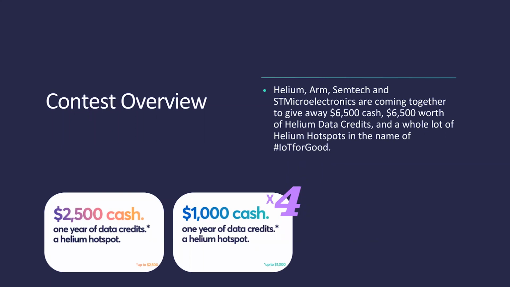So like I mentioned, we're working with ARM, Semtech, and ST, and we have a grand prize of $2,500 in cash, and also up to $2,500 in data credits which allow you to transfer data over the Helium network. That also comes with the Helium Hotspot. And then we have 4 runner-up prizes, and that's in alignment, the same, but $1,000 cash, up to 1,000 data credits, and a Helium Hotspot. Good prizes to be won there, in addition to the development kits that are available for sharing an idea that you want to create.